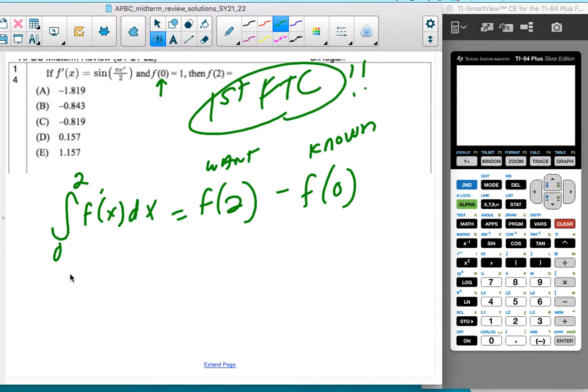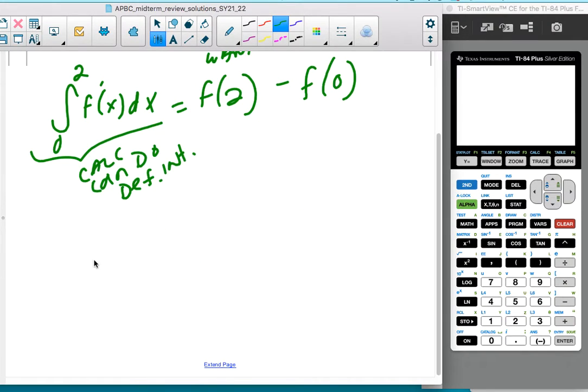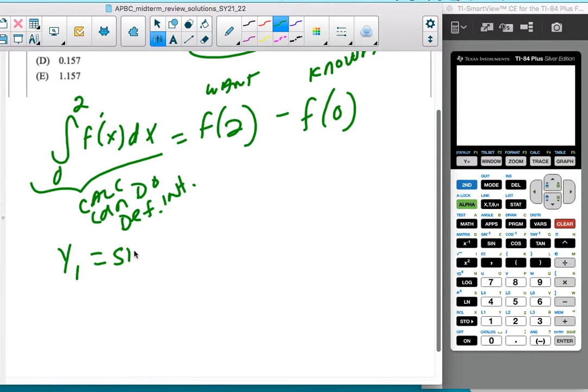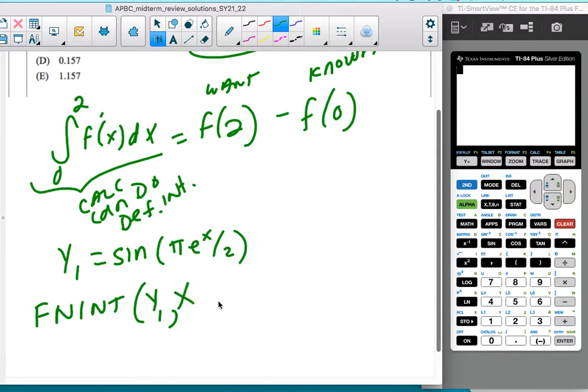So what I'm going to do is make my calculator do this. My calculator can do definite integrals, even if it's an integral you could do, which by the way it's not, because look at the answers, you shouldn't do it. So I'm going to put y1 in my calculator as sine of pi e to the x over 2. I'm going to do function integrate y1 with respect to x from 0 to 2.